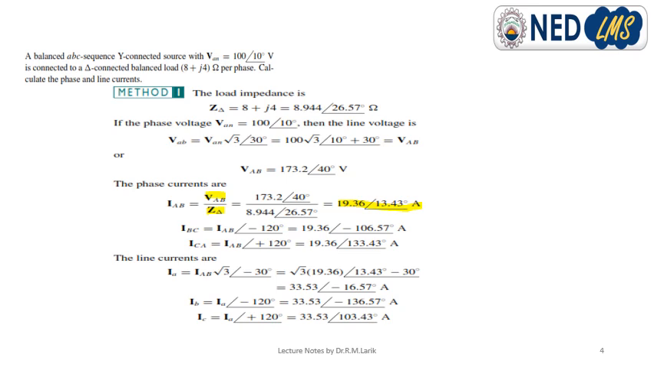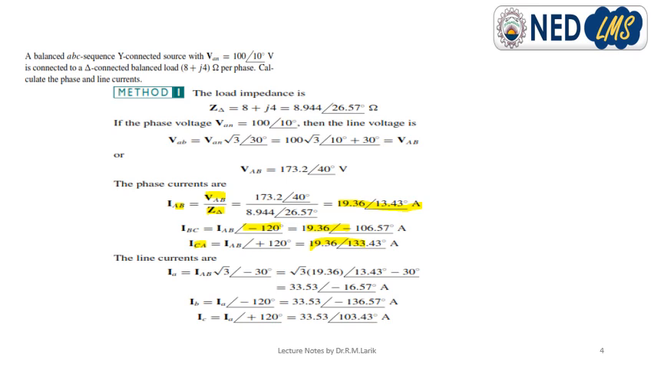So similarly, we get other phase currents, that is IBC and ICA, and we know from the property of three phase, IBC, that is the second phase current, is minus 120 apart from the first phase current, that is IAB, and the third phase current is minus 240 or plus 120, same thing. So just put the values and you will get these values, right? See, because it is a balanced Y-connected system, the magnitude of the current being same, that is 19.36 in all the cases, but the angles are different. So these are the phase currents values.